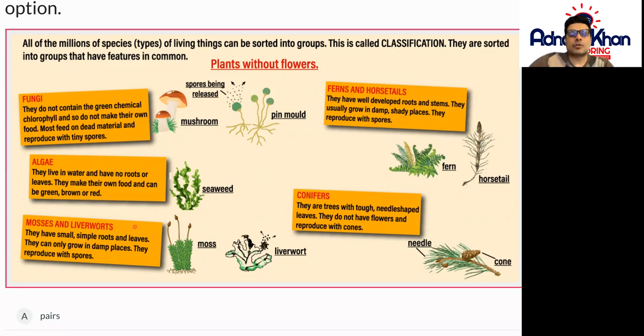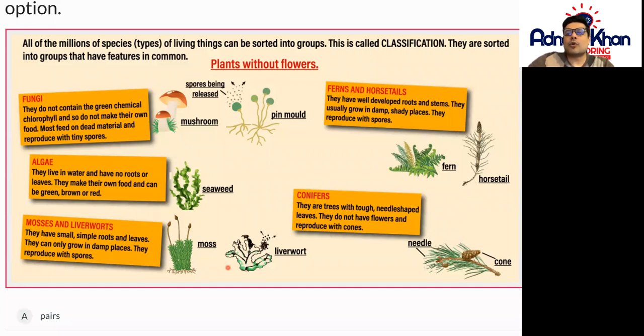Next up is mosses and liverworts. They have small, simple roots and leaves. They can only grow in damp places, in other words, wet and moist places. And they reproduce with their spores. Moss is a good example of the mosses and liverworts classification. You've got a couple of diagrams there. You've got the moss on the left, and you also have the liverwort on the right.